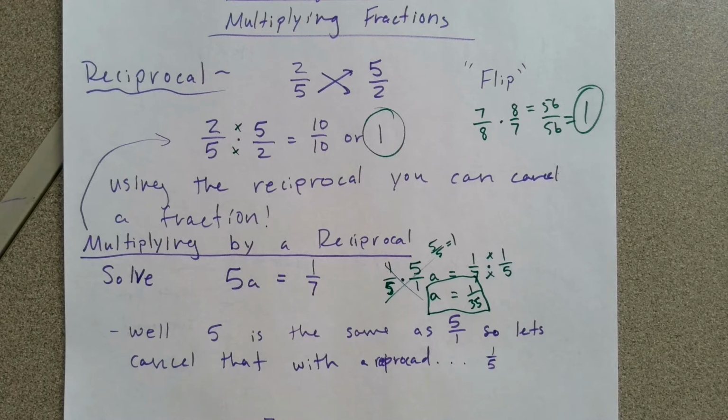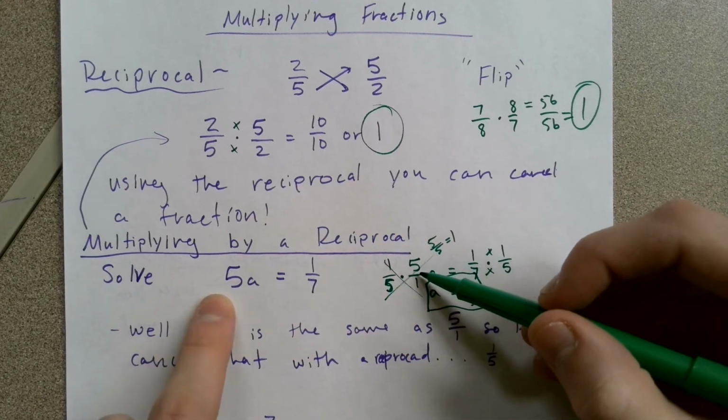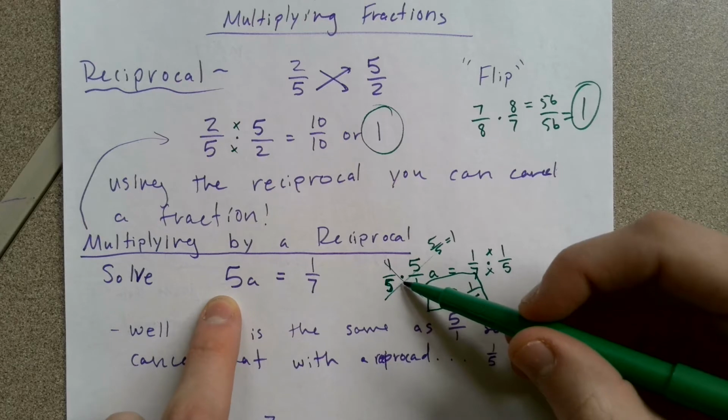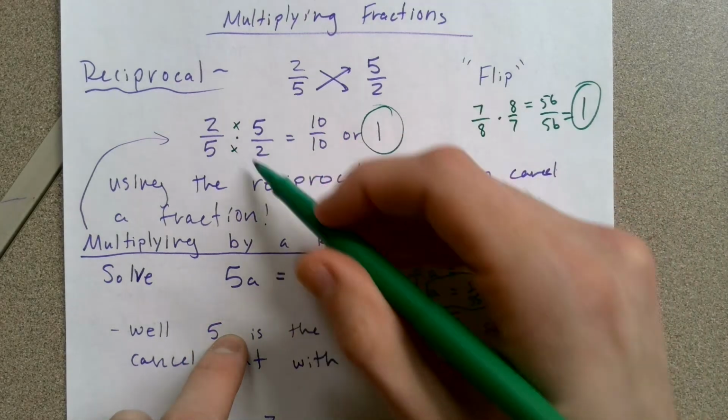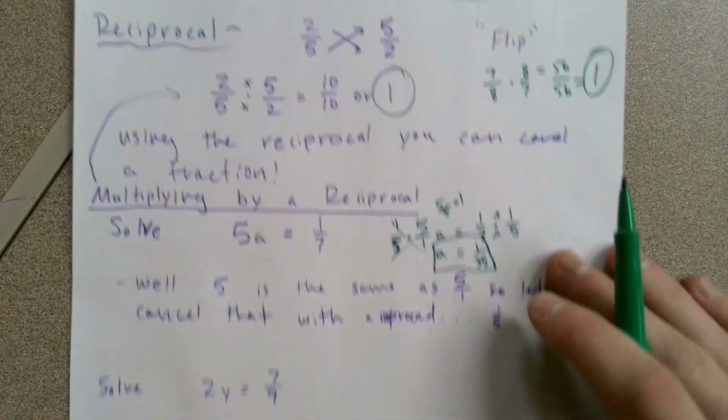I used that reciprocal, the opposite of it. I know that 5 is the same as 5 over 1. I multiplied it by the reciprocal, 1/5, to cancel each other out, because I know this rule right up here. They'll cancel each other out, so why not take advantage of it?